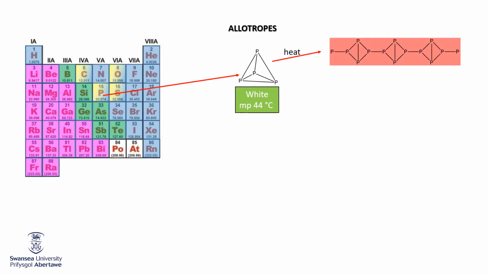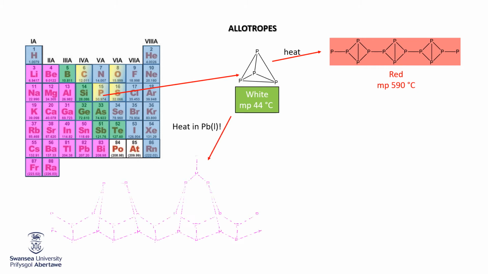red phosphorus. That's what you get if you heat white phosphorus under regular conditions, obviously not exposing it to air again. That melts at 590 degrees Celsius. If you heat it in molten lead, you get this structure here, essentially made up of these phosphorus-8 groups that are connected by P2 groups, and then this group goes off to the next layer. So a very complicated structure called violet phosphorus, again with a nice high melting point.